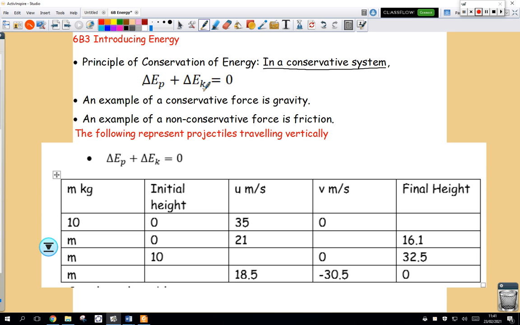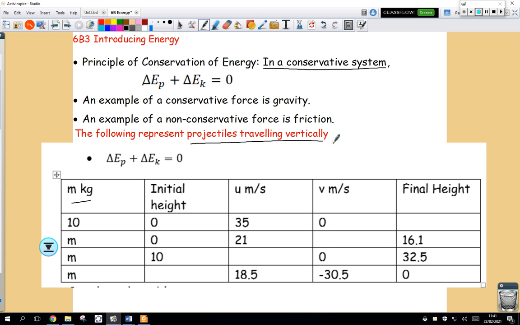and going elsewhere. So what we're saying here, if I take this table I've drawn out here, I've got masses, I've got initial heights, I've got initial speeds, final heights, and what I want to do is find the missing cell in each row. So I've got essentially four problems here that I'm going to cover in this class. They all represent projectiles traveling vertically, so I could use my master equations to solve these, but I'm going to use the principle of conservation of energy.